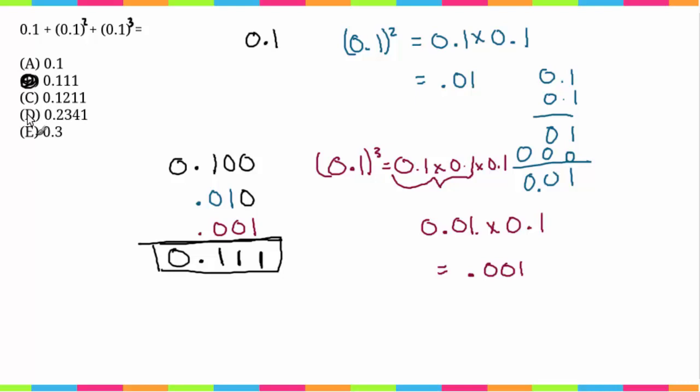Just to recap, remember what your exponents mean. Be sure to multiply this by itself that number of times. When you're adding decimals, remember to line up the decimal. That's very important. And if you don't have any numbers here, just add filler zeros and you will be good to go.